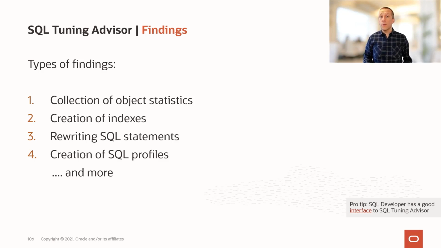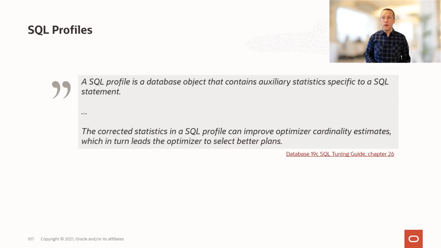It can also come up with suggestions to create SQL profiles, and that I would like to show you a little more about. A SQL profile is basically some auxiliary statistics that you can apply to a SQL statement. And the idea is that those extra statistics can ensure that the optimizer comes up with better cardinality estimates and eventually comes out with a better plan.